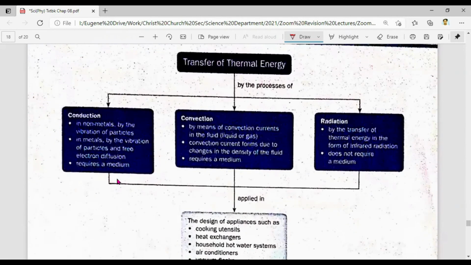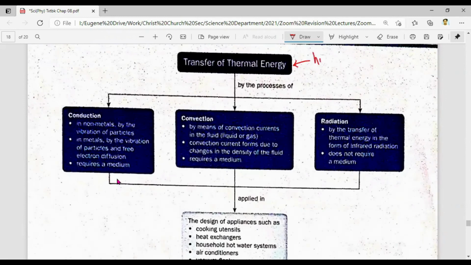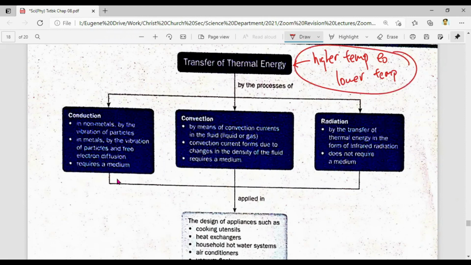Transfer of thermal energy has three main processes. But before we even talk about the transfer of thermal energy, you must always remember it's always from a higher temperature to a lower temperature. This is the base you must always establish before you even jump to conduction, convection, or radiation. Conduction: in non-metals by vibration of particles; metals have vibration and free electron diffusion. It needs a medium. Convection is only for fluids by means of convection current, and the convection current forms because of the change in density. Once again, it needs a medium.